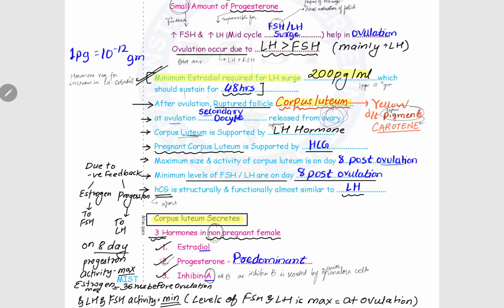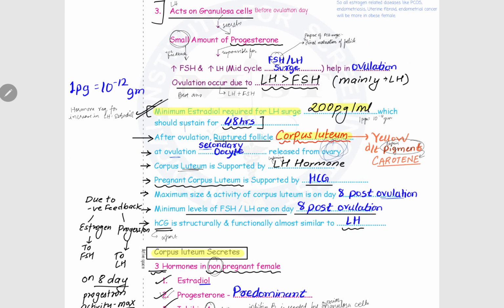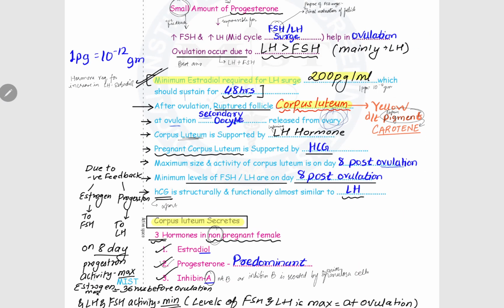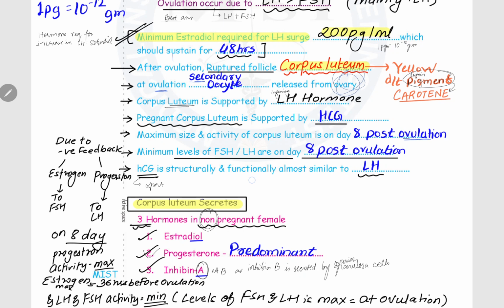And why are FSH and LH decreasing? Because of the negative feedback of progesterone and estrogen. Estrogen gives negative feedback to FSH, we all know that. Progesterone gives negative feedback to LH. Now, we'll question how progesterone is affecting FSH and LH. That's a small amount of progesterone. The maximum negative feedback is on day 8. Progesterone activity is maximum, so it gives maximum negative feedback to LH, and so the LH depletes. Corpus luteum starts regressing.